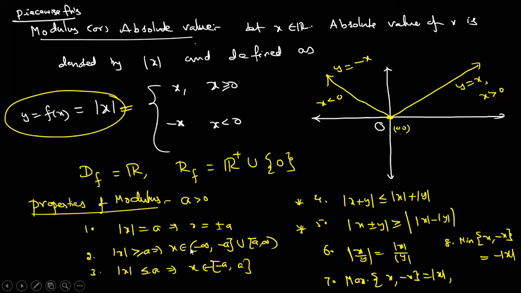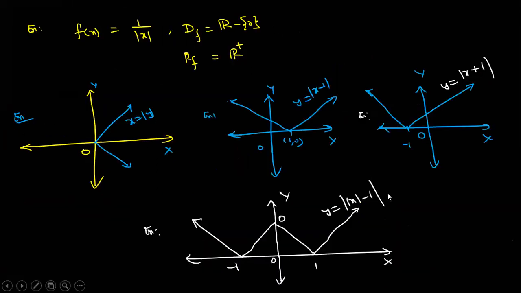Modulus of x is equal to a. See carefully. Especially the fourth one and fifth one are very, very important. The sixth one: modulus of x by y is equal to how much? Mod x by mod y. The eighth one: minimum of x comma minus x. So these are the graphs.